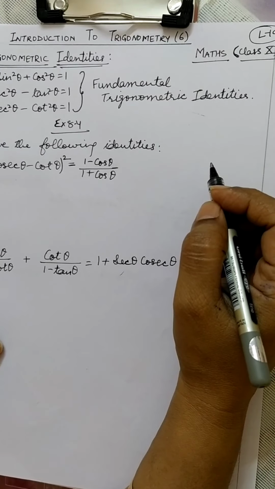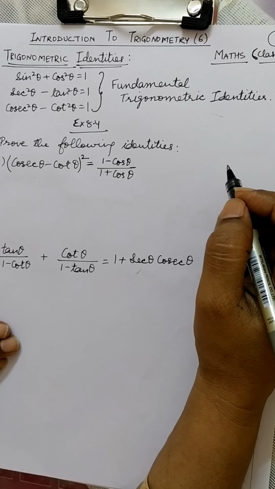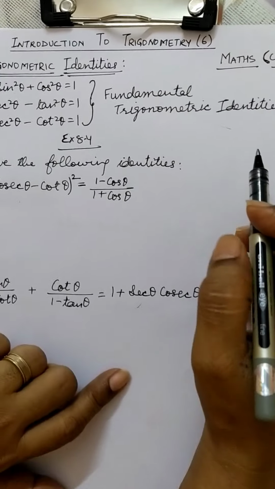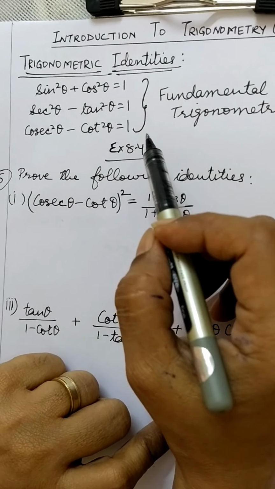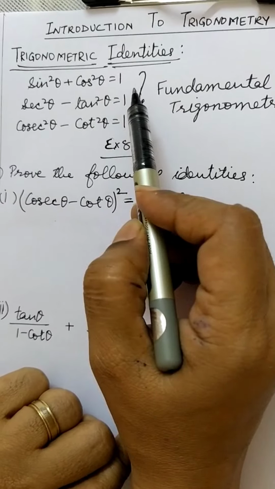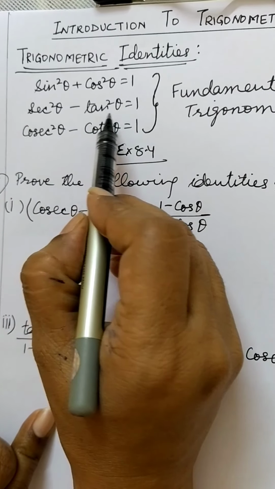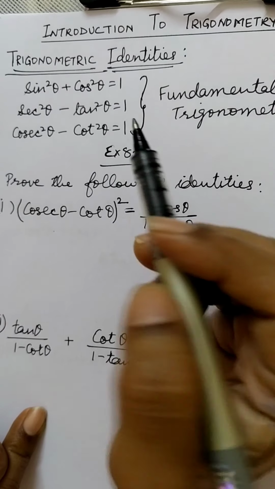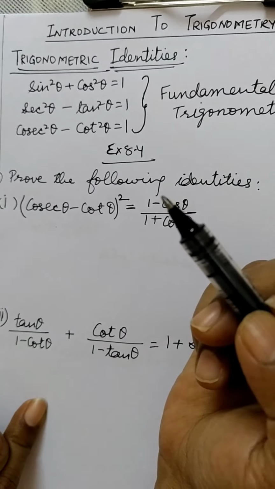Good morning, students. As you know, we are at the end of the chapter Introduction to Trigonometry. Last time we proved three fundamental trigonometric identities. First was sin square theta plus cos square theta is 1. Second, sec square theta minus tan square theta is 1. And third was cosec square theta minus cot square theta is 1.